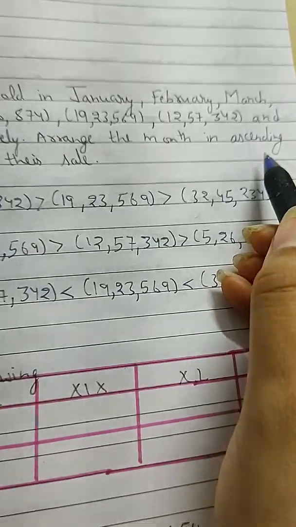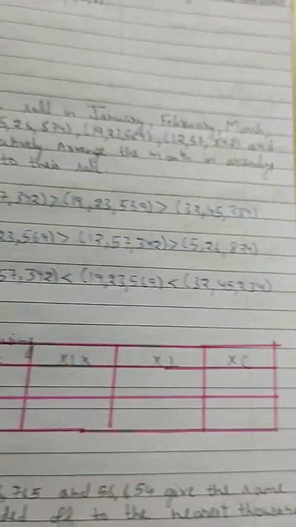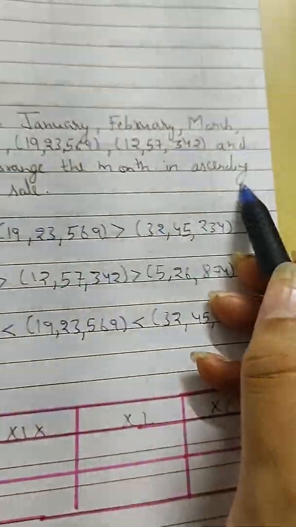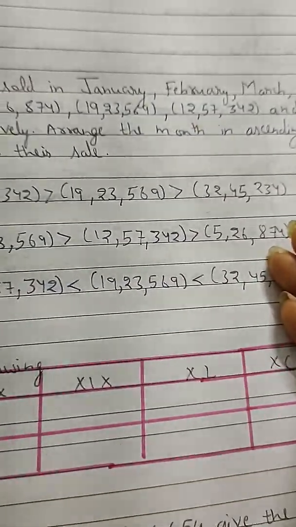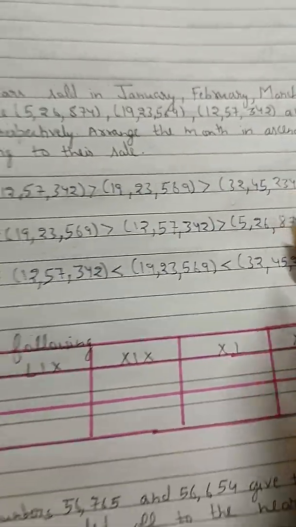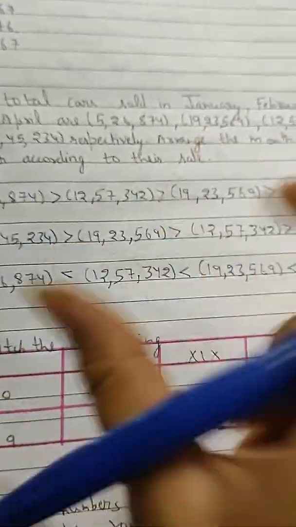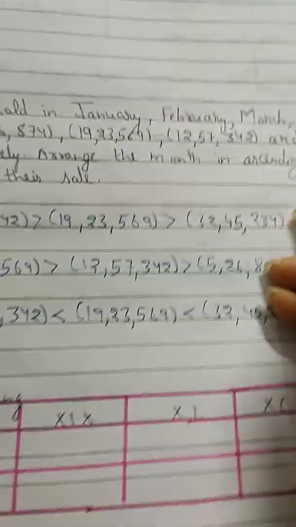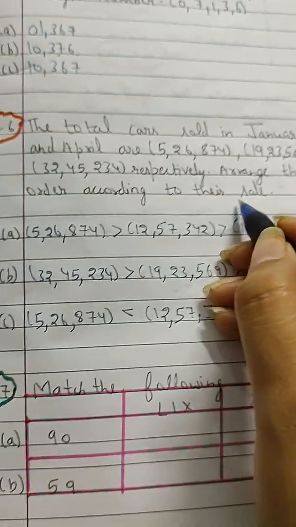Arrange the months in ascending order. Now we have to use ascending order. So in ascending order, please remember this thing, you will write the smaller number first and then you will write the bigger number afterwards. But in descending order, you have to write the bigger number first and then the smaller number, because a lot of students get confused in this thing, so you have to be very careful when you are doing this question.